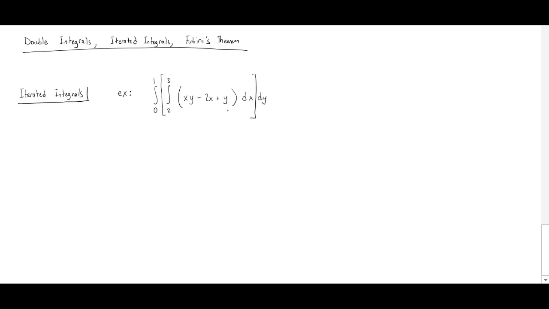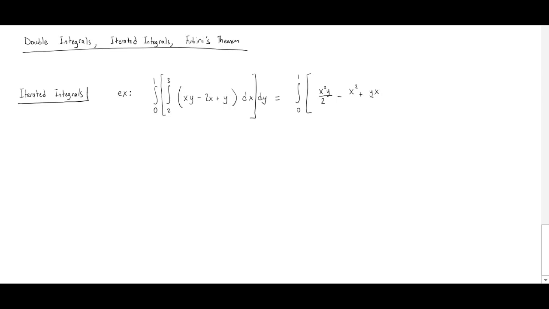So then let's try to work out what this will be. So let's do the integral on the inside. X is the variable. So we're going to get x squared over 2. And then y was a constant, so I'm just going to carry it over. Okay. And then minus 2x becomes minus x squared. And then y as a constant is going to pick up an x when we integrate it, right?